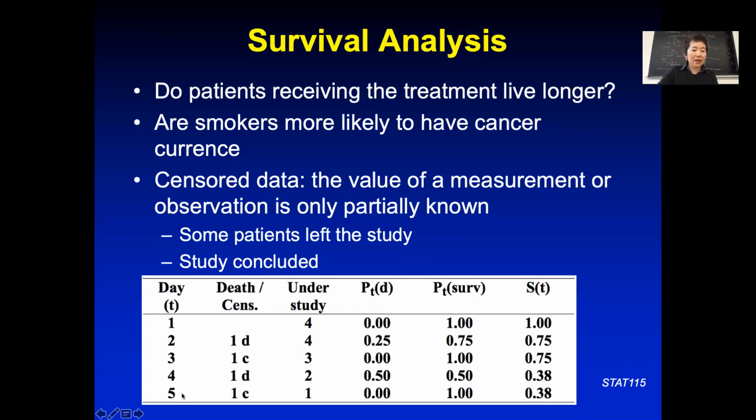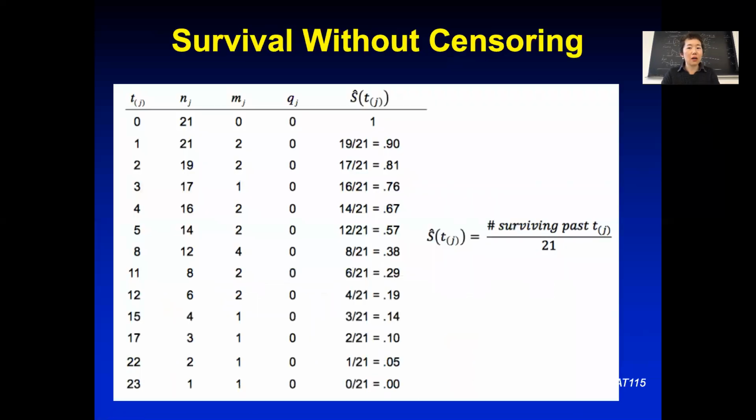So that's 0.38. And then at the 5th time point, 1 patient left the study. And so we don't have information. We just say, maybe still survive. And then the survival probability will be the same as before. Right, so you can see censoring is a big issue here.